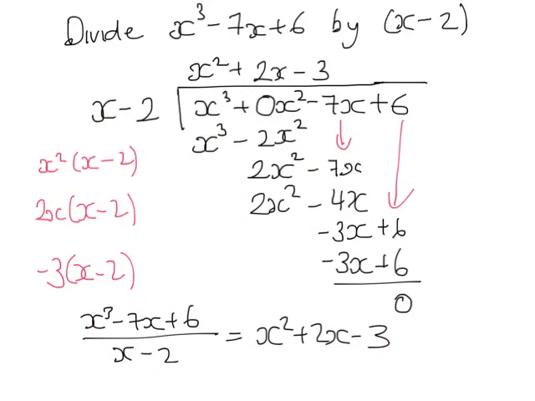Later on, you'll be looking at what happens if you don't get a 0 here, and we end up with a function divided by a divisor becoming a quotient plus a remainder. But you won't have to do that until C3.